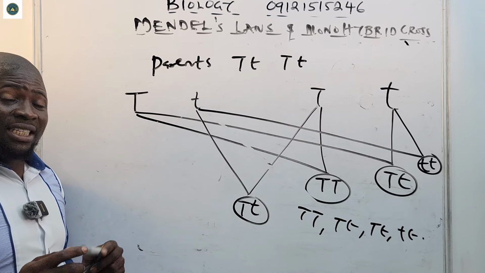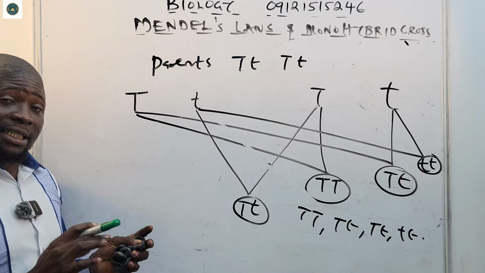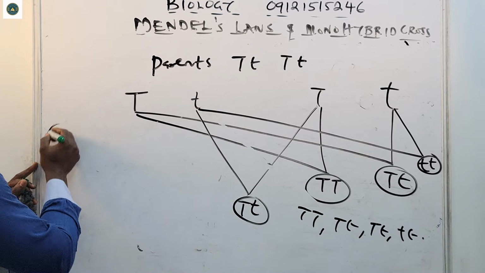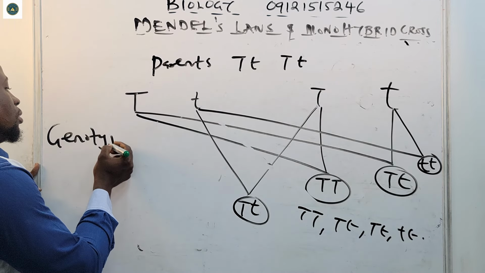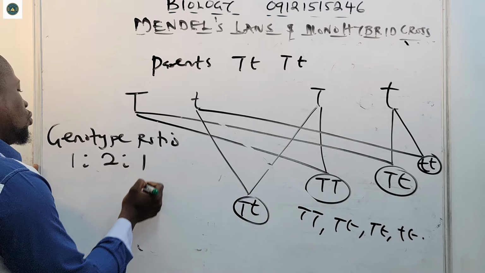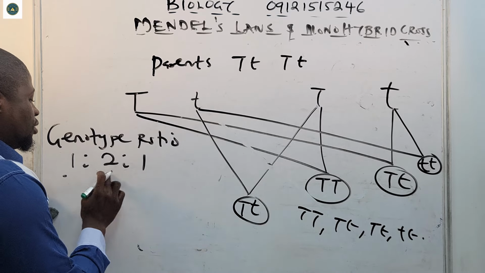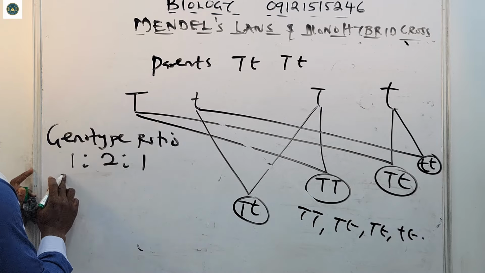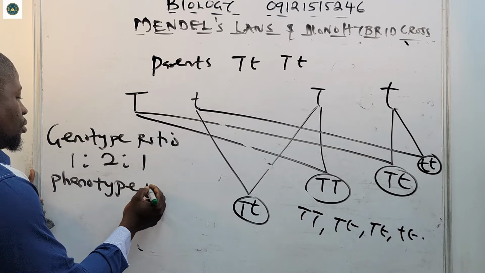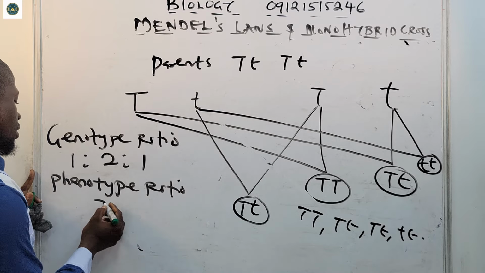Also, one of the most important things to take note of in this monohybrid cross is the phenotypic and genotypic ratio. The genotype ratio is 1:2:1: 1 pure tall, 2 heterozygous tall, then 1 pure short. Then the phenotypic ratio is 3:1.